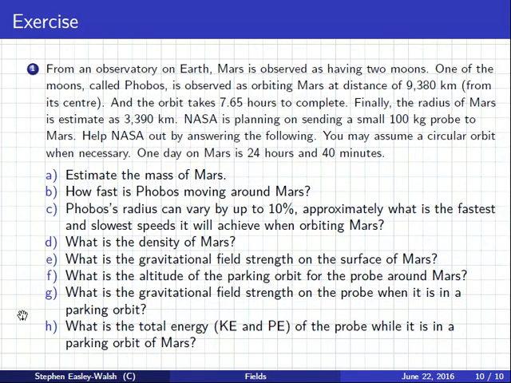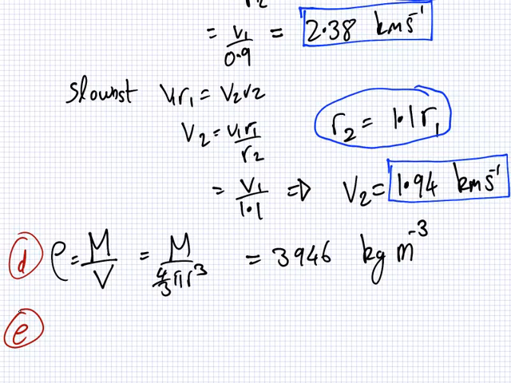What is the gravitational field strength on Mars? So the formula we have is g. Now I'm trying to think, is there a square in it though? Are you sure? I think there is. Yeah, r squared. Okay.